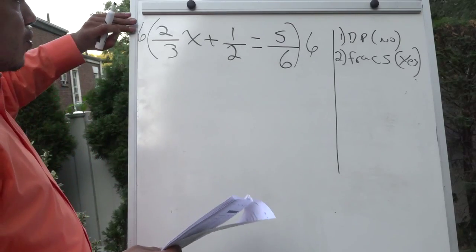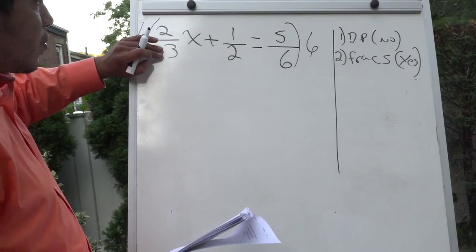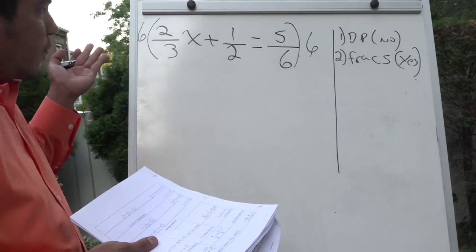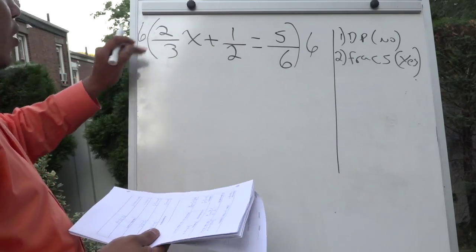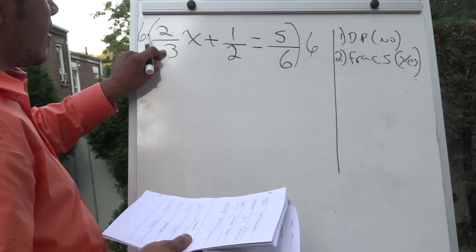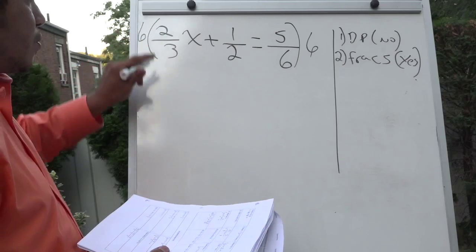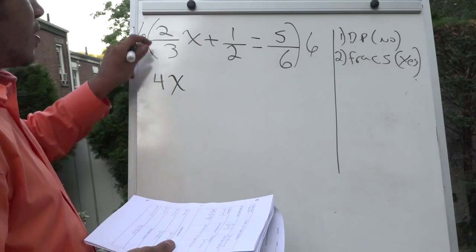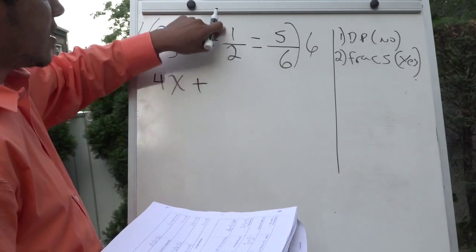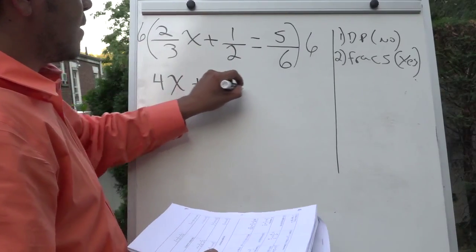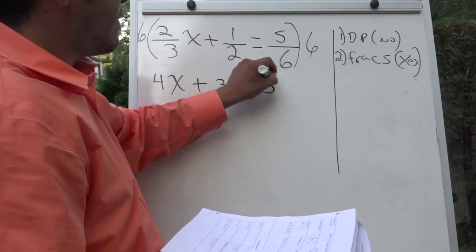All right, so you could do 6 times 2 divided by 3, or you could do 6 divided by 3 times 2. It doesn't matter which one you do first, as long as you understand that you're dividing by the bottom and multiplying by the top. Okay then, so 6 divided by 3, I like division first. So 6 divided by 3 is 2, times 2 is 4, and then x, plus 6 divided by 2 is 3, times 1, 3. 6 divided by 6 is 1, times 5, 5.